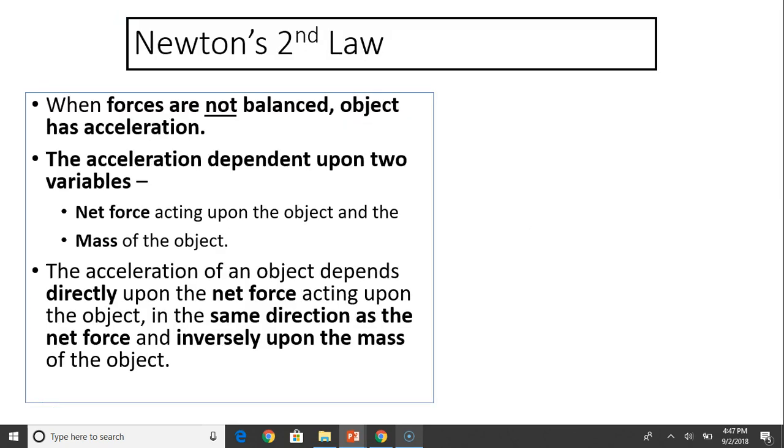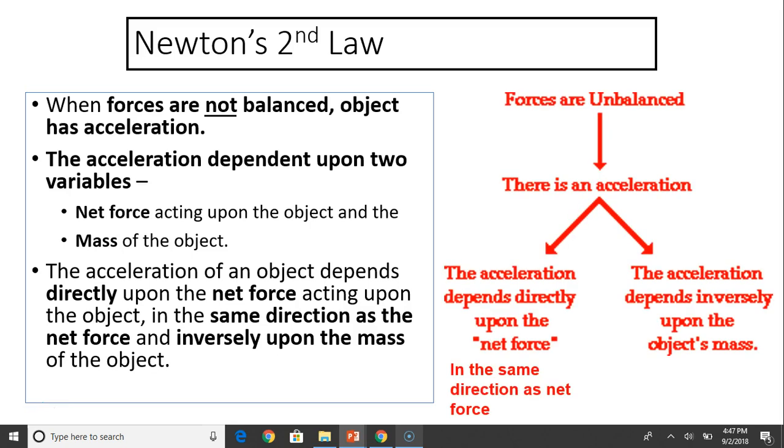Newton's second law regards when the forces are not balanced. When the forces are not balanced, the object has acceleration. This acceleration depends upon two variables, net force and the mass. The acceleration of the object depends directly upon the net force, in the same direction as the net force, and inversely relates to the mass. So when the forces are not balanced, there is an acceleration. That's Newton's second law.